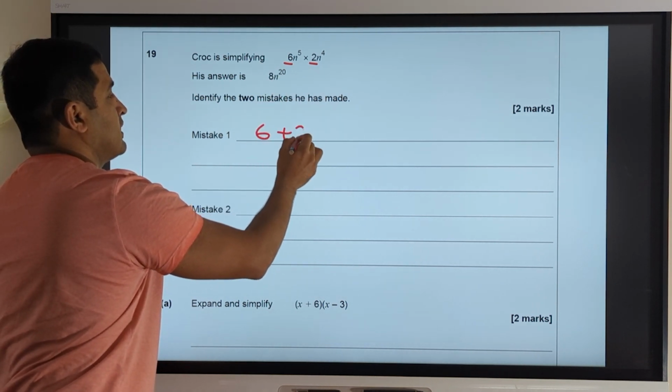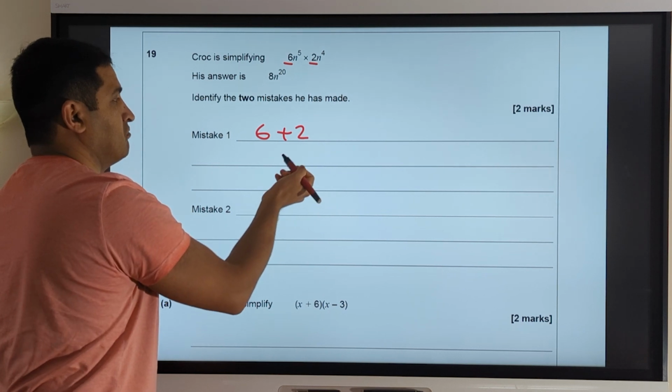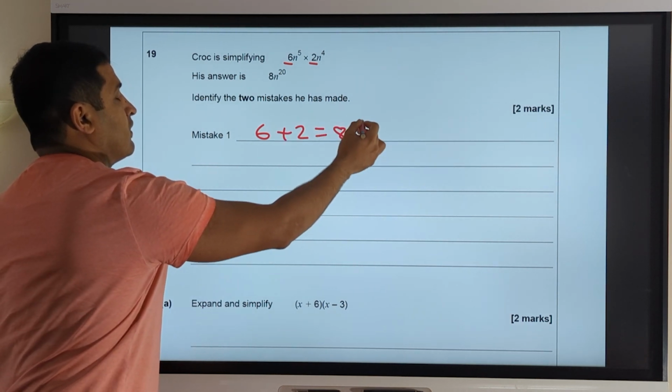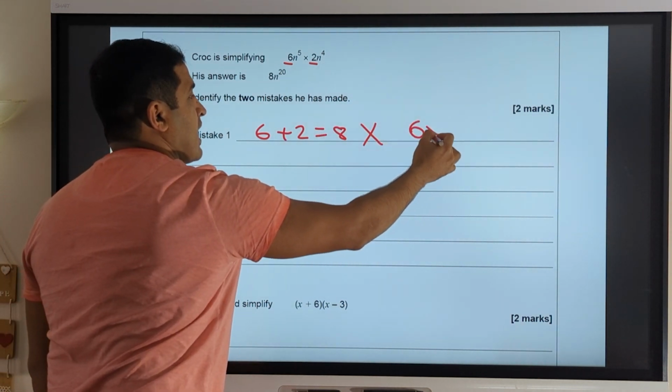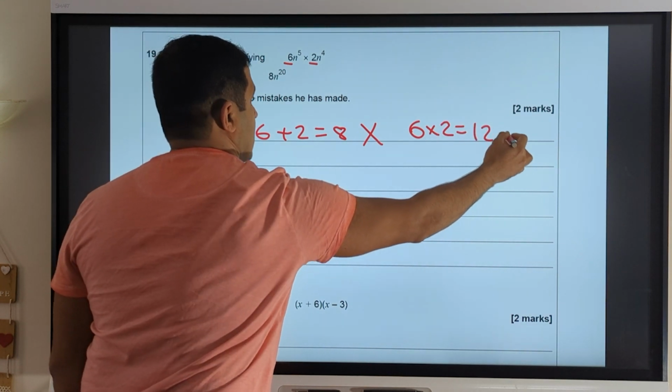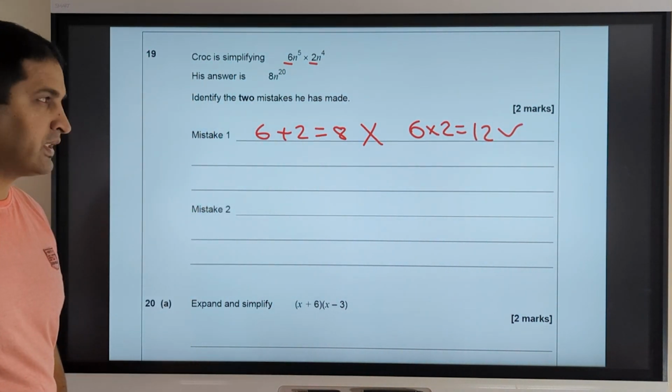Okay, so that's the first mistake. So he added those 6 and 2. That gives you 8, which is wrong. Should have done 6 times 2, which is 12. Okay, so you can do it either way. That's the first mistake.